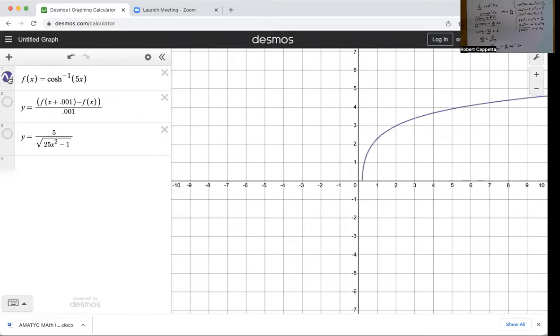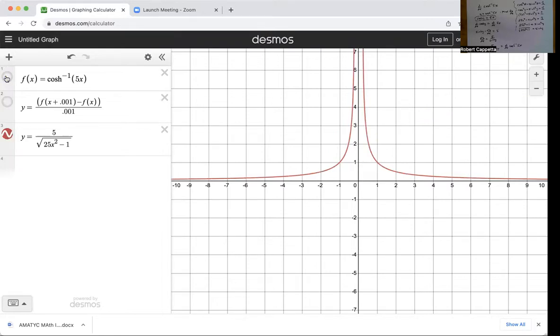Also notice my domain here, right? What's my domain? What x values are allowed in inverse cosh of 5x? The only x values that are allowed in inverse cosh of 5x are positive values. So I'm not really allowed to use negative x values. But if I use my formula 5 over the square root of 25x squared minus 1, that would allow negative values. So that's what that function looks like. So the domain is a little bit off.